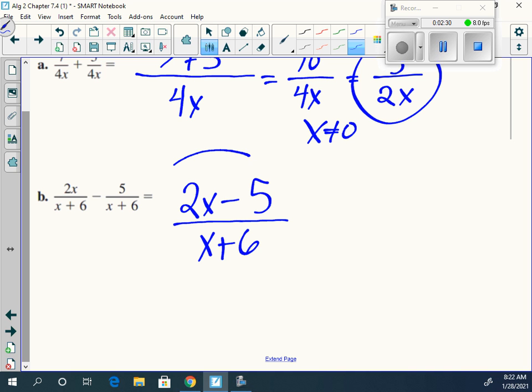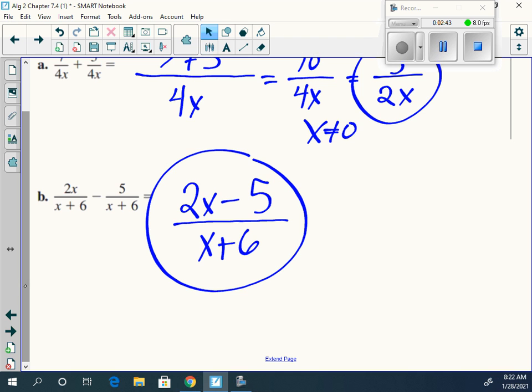Well, that's it, because we don't have any common factors on top and bottom. And the 2x minus 5, there's nothing we can factor out. So that's as simplified as it gets.